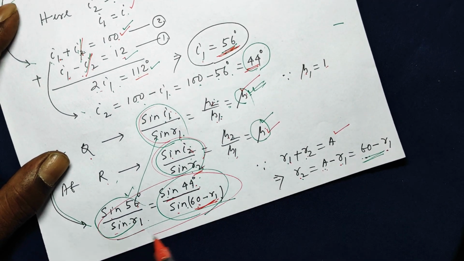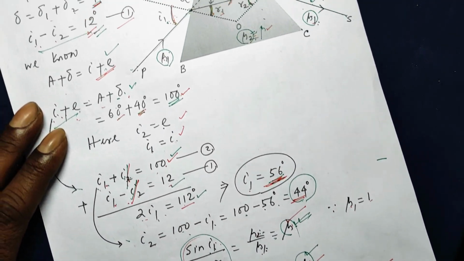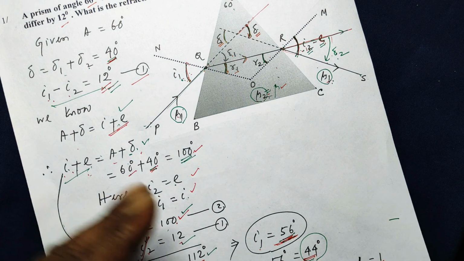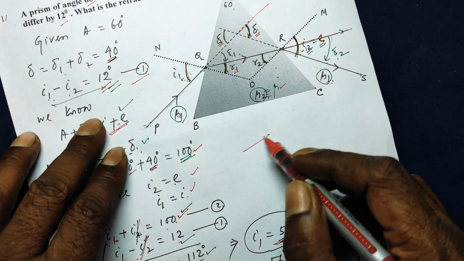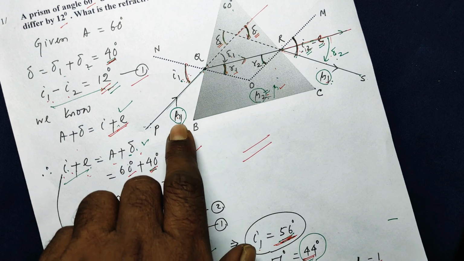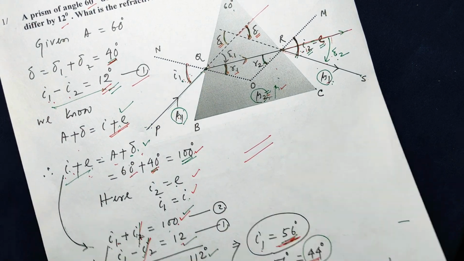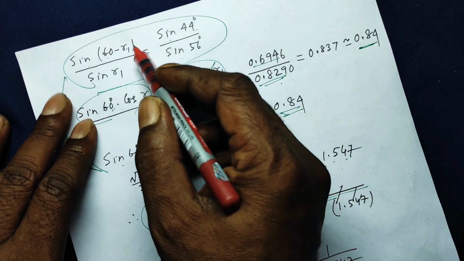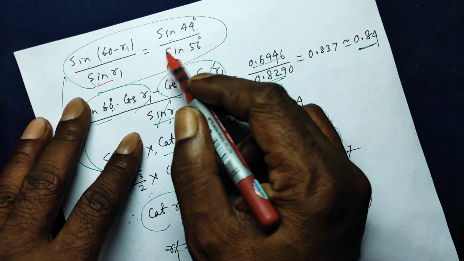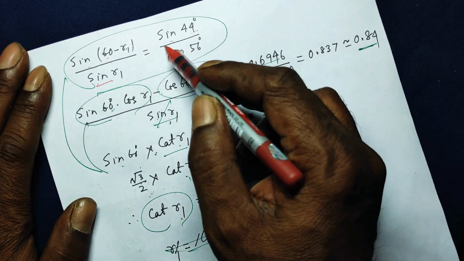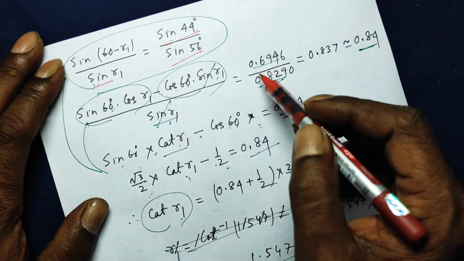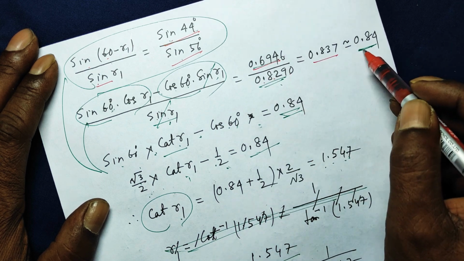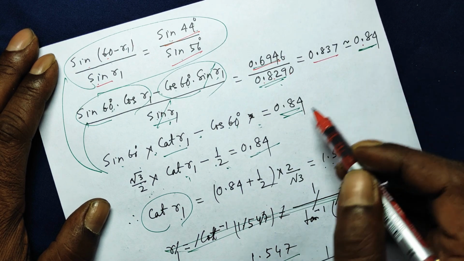So this equation I am rewriting again. In the original video, the sound did not get recorded, so I am re-recording it and explaining with red ink. Don't look at this blue ink symbols. Now, sin of 60 minus R1 over sin R1 is sin 44 over sin 56. Put these two values in a scientific calculator to get 0.6946 over 0.8290. That comes out to be nearly 0.84.